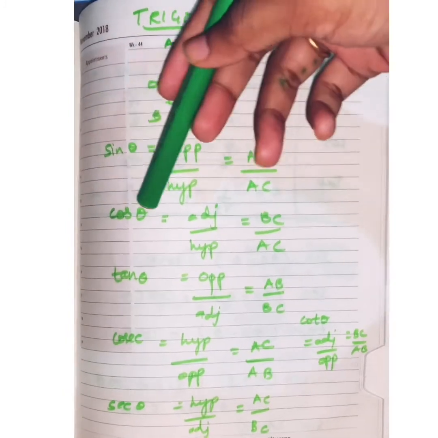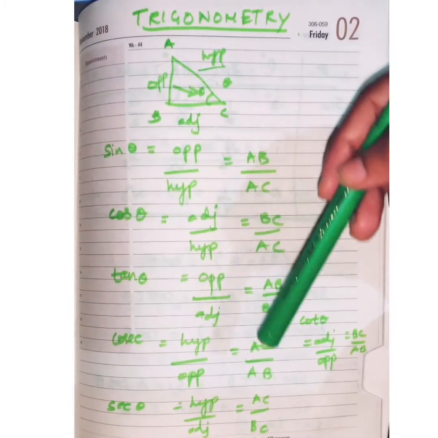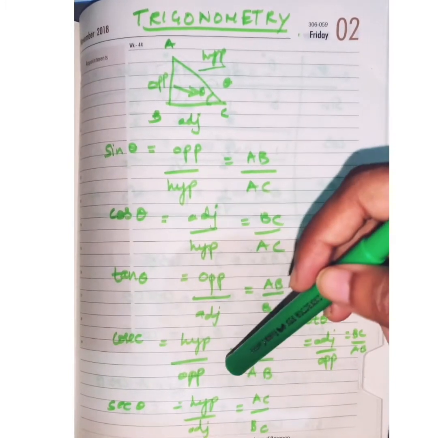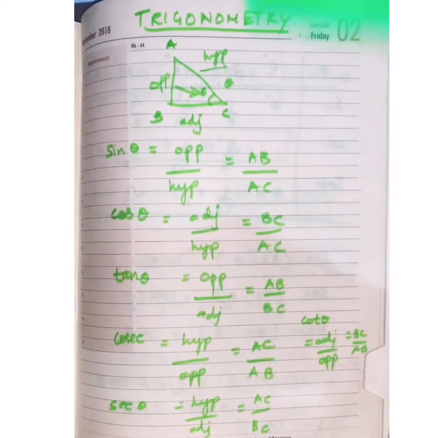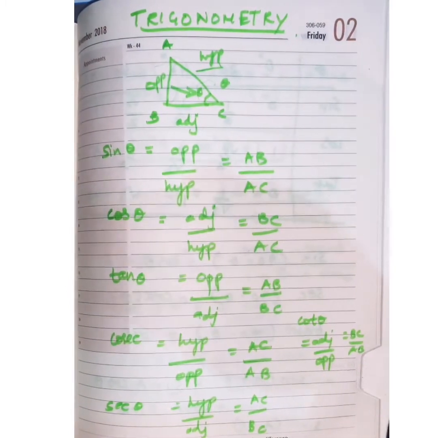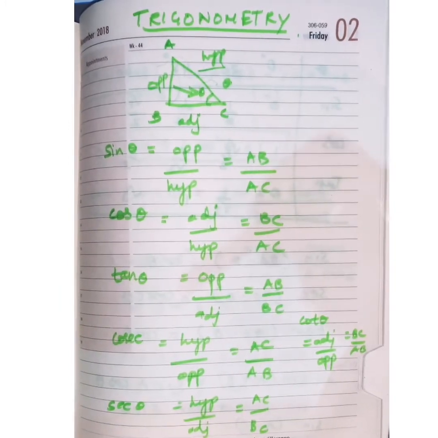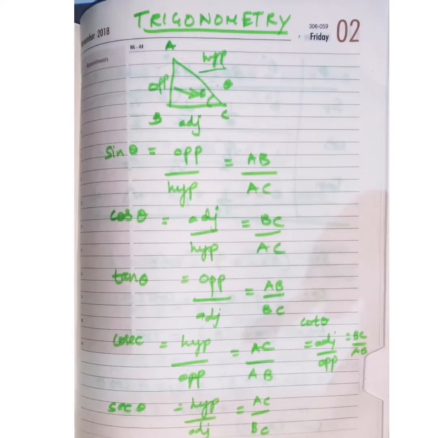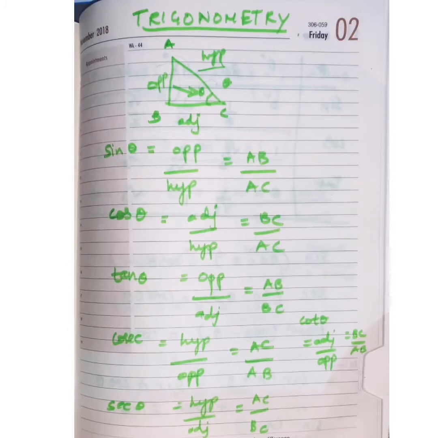Moving to cos theta, it is adjacent by hypotenuse. And tan theta is opposite by adjacent. Sine, cos and tan are very important because they are frequently asked questions. Cosecant, secant and cot theta are rarely asked, when the question is tougher. So you have to know all the things to attend the topic in trigonometry.